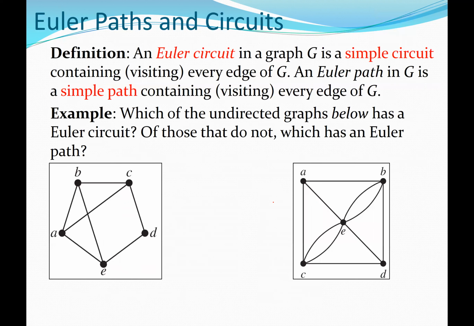So here are two examples. Let's see if we can play around with this. Which of these graphs has an Euler circuit? Of those that do not, which have an Euler path? If you have an Euler circuit, you will not have an Euler path, and if you have an Euler path, you're not going to have an Euler circuit. Only one kind, not both. So that's a specialty of Euler circuits. So let's see if there's an Euler path. Here are Euler circuits.